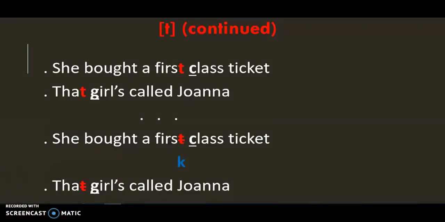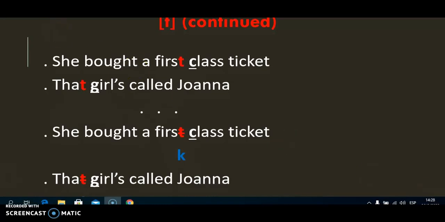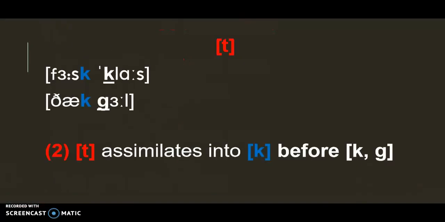Let's see another possibility. Read these examples. First class. That girl. This is a bit more difficult to notice, but this is the change. First class. That girl. In other words, what we are saying is that T assimilates into K, that is, it changes into K before words that begin with K or G.